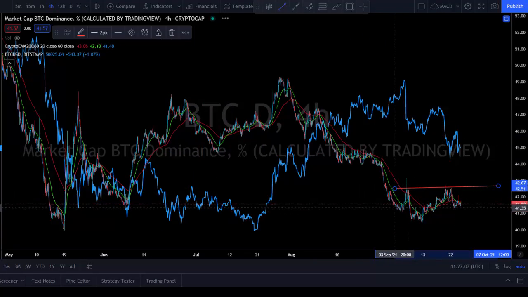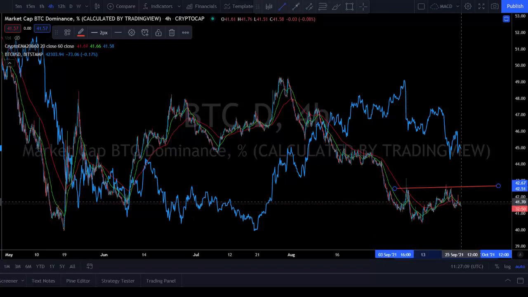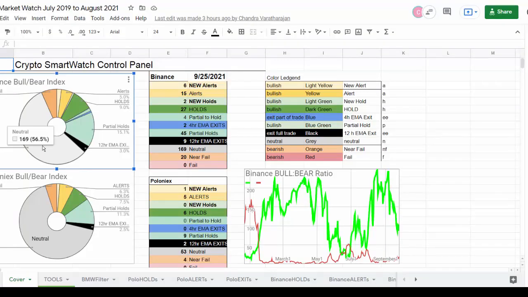And most of our alts have already exited from this September the 7th pullback. We've had a great range of alts already exit and bring us to a neutral stance. We can see that 169 coins are in neutral stance right now. Those coins could either go through fail status and go down in a downtrend, or they could work their way back up into an alert stance again.